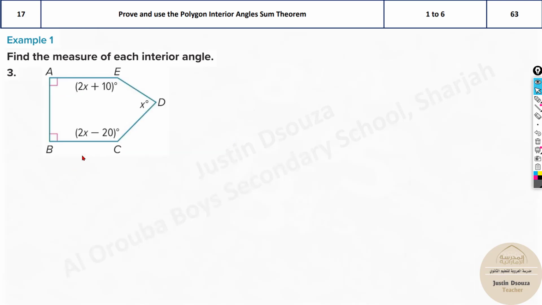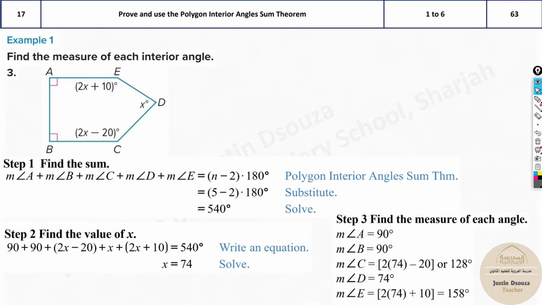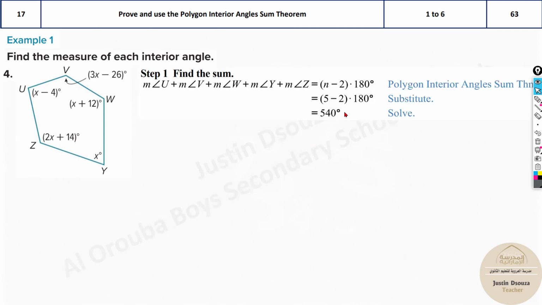Same way over here. The same concept. These two are 90 degrees. They have already specified. So when you're solving here, 2 will be 90 degrees. And then remaining substitute and then solve for the individual angles. Same thing here as well. Just the number of sides changes.